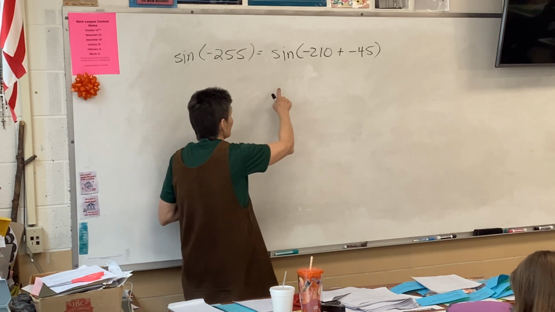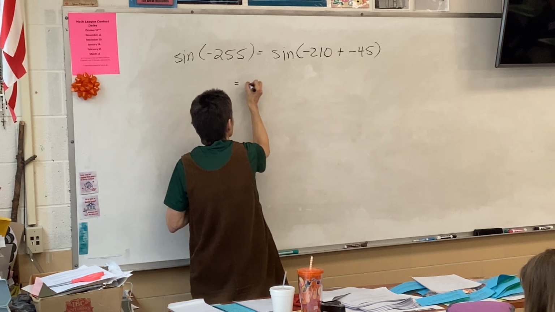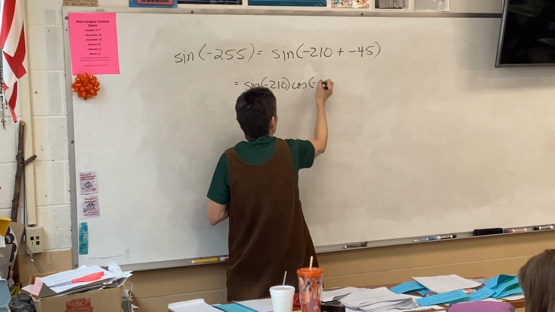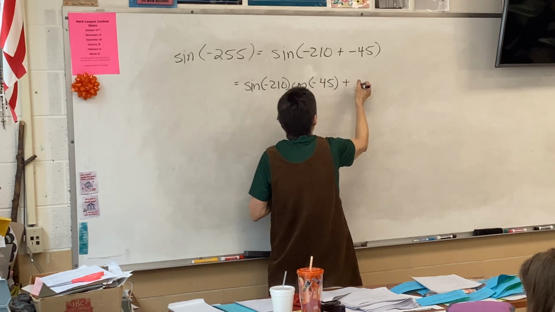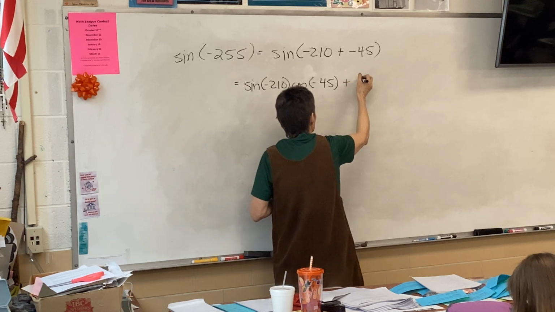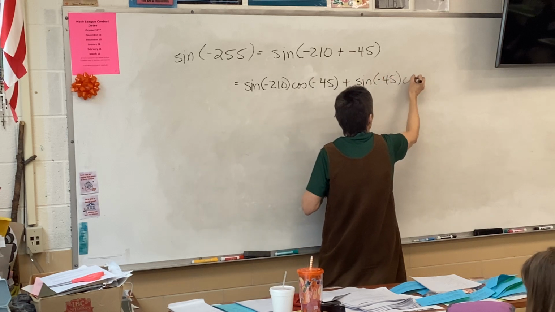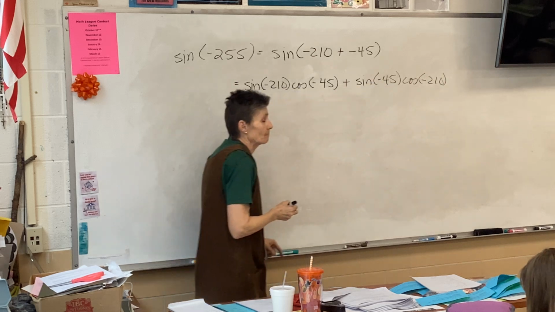All right, so she's doing it as a sine plus, so what's the formula say? Sine negative 210 times cosine negative 45, plus cosine negative 210 times sine negative 45. There it is.